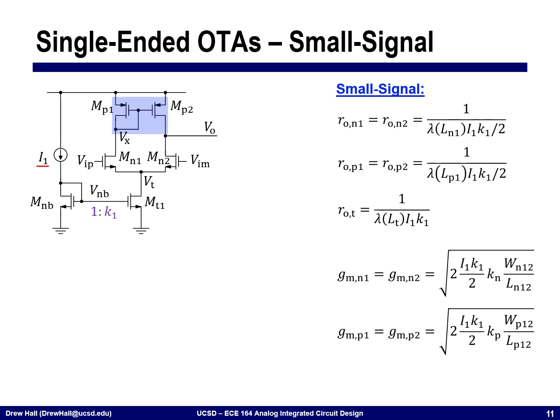We can do the same thing for the PMOS devices to get the output impedance. It's exactly the same expression, and we have the same current here. The tail node is going to have some output impedance here as well. And then we have the two transconductances, GMN and GMP, which are given by these two expressions shown here.